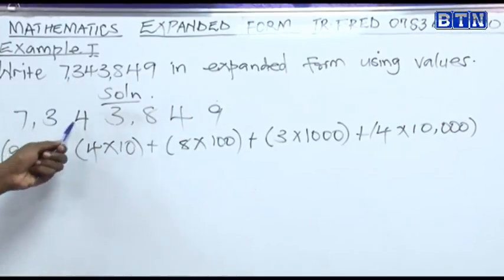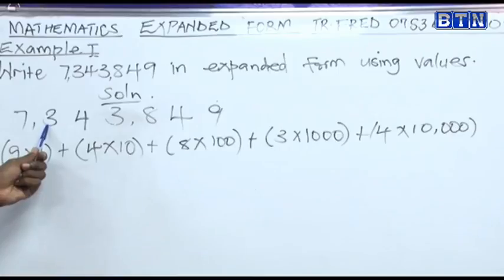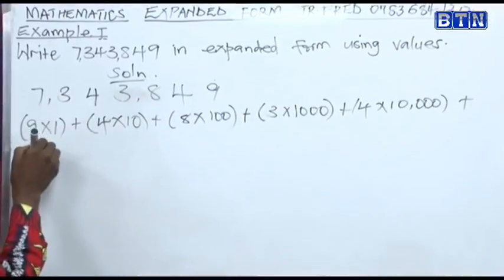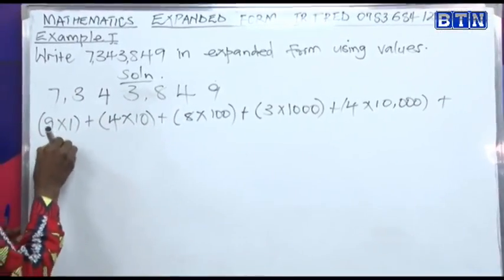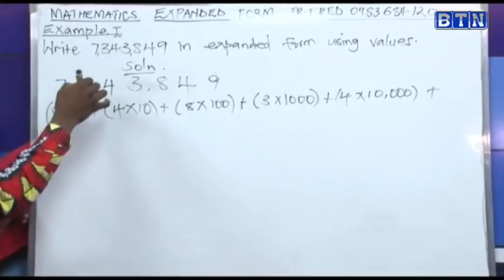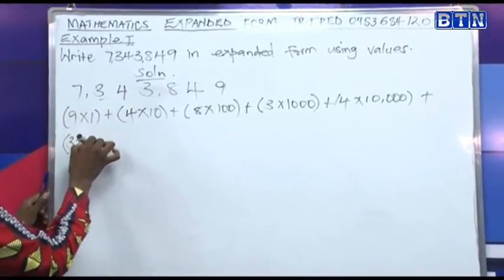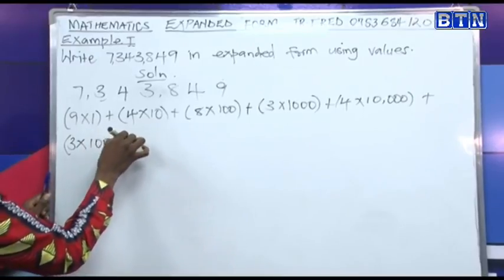We have not completed all our digits, so I'll continue to the next digit, which is 3. So I'll also say plus 3 times. What is the place value of this 3? It is 100,000. So I'll multiply it by 100,000.